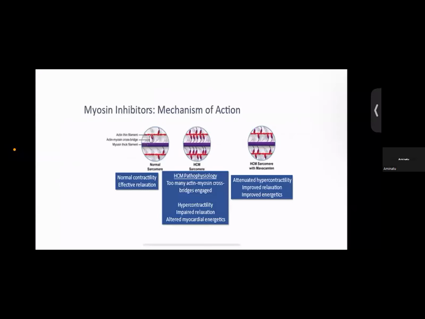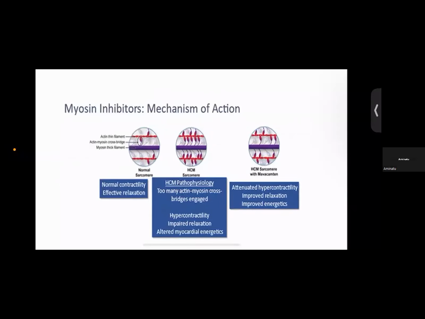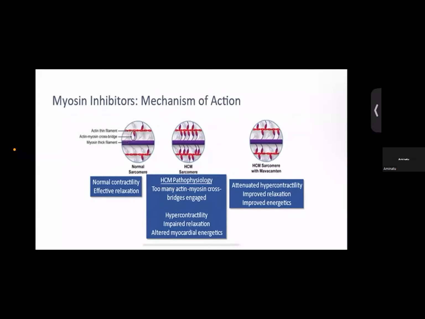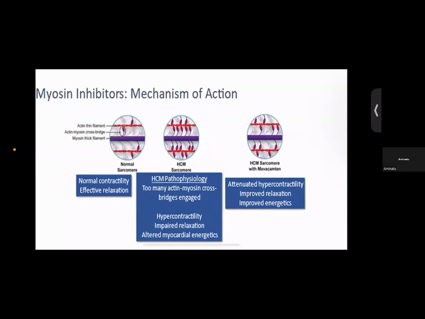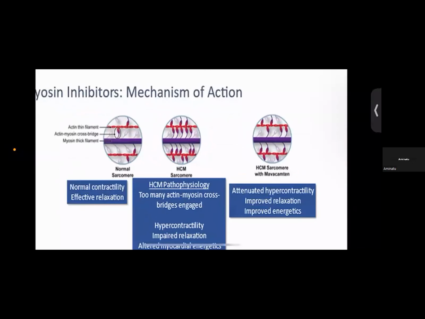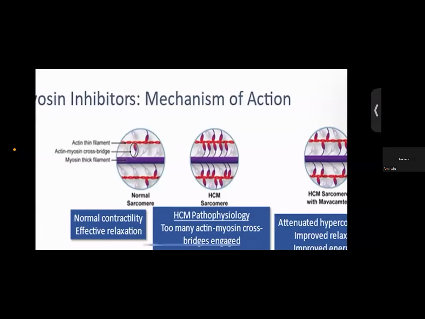So this is an image showing the mechanism of action of mavacamten. It's quite direct and simple. This is the normal sarcomere of the cardiac myocyte. You can see this is the thin actin filament. This is the thick myosin filament, and this is the actin-myosin cross bridge. So this is a normal sarcomere. It has normal contractility and effective relaxation.